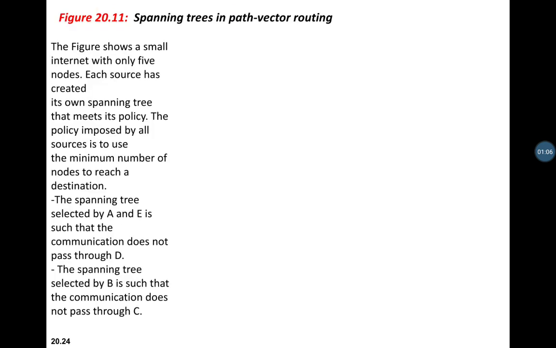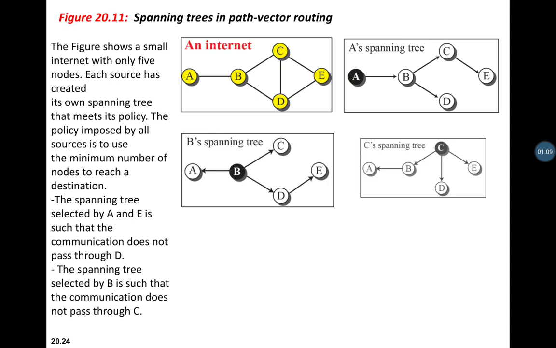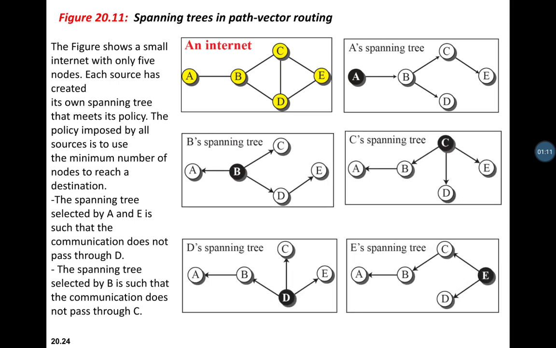Here, the main goal of the routing in the path vector is reachability. Here the best route is determined by the source using the policy it imposes on the route. Here the source can control the path. In this, the path from the source to all the destinations is determined by the best spanning tree. You have already seen spanning trees. A spanning tree is the tree which is determined by the source when it uses some policies.